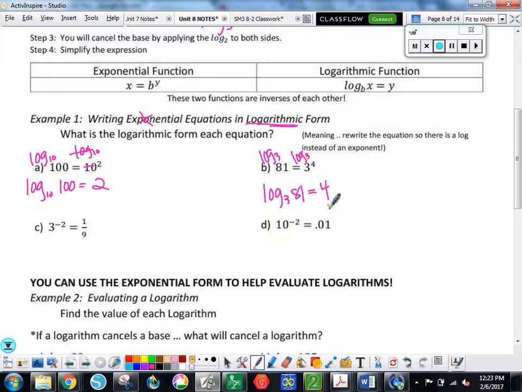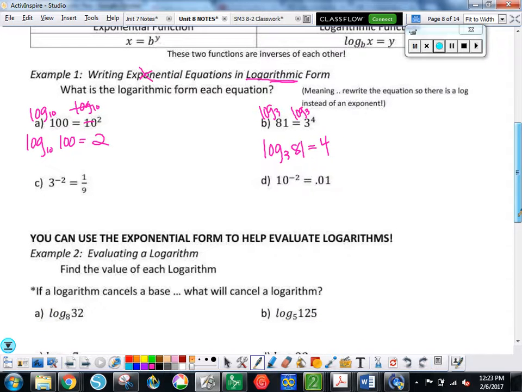Yes. It's probably wise to go back and check yourself to see if this makes sense, because if you had 3 to the negative 4 equals 81, that number seems a little bit off, right? So it's just a good way to go back and see if you're doing it right.